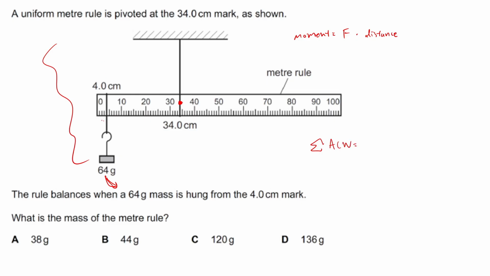So we need the distance. This is at 4 centimeters, right? And then if we go to the pivot, it's 34 minus 4, which equals 30 centimeters. Sorry, I should say that it's not 0.3, but it's 30 centimeters times 64 grams times 9.81 meters per second squared, because we need it in force.